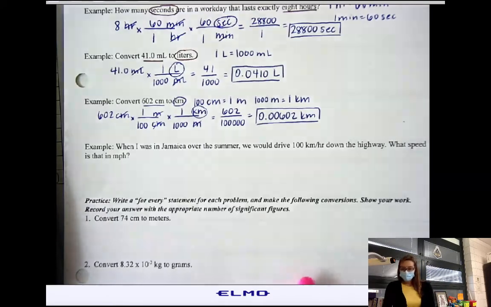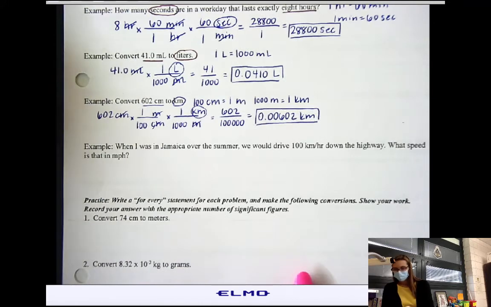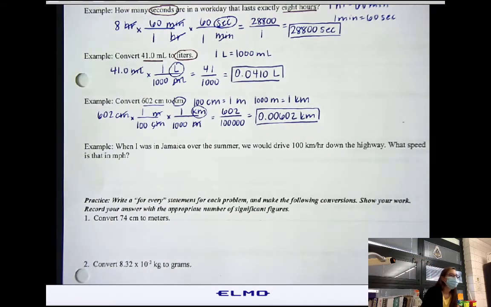So the last example that we're going to look at for today. So I traveled to Jamaica over the summer, and we drive 100 kilometers per hour down the highway. They use the metric system, so all of their signs are in kilometers per hour. What speed is it in miles per hour?